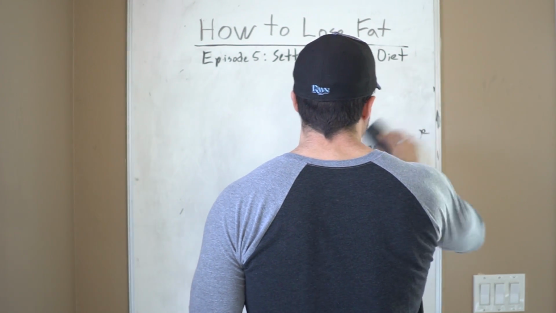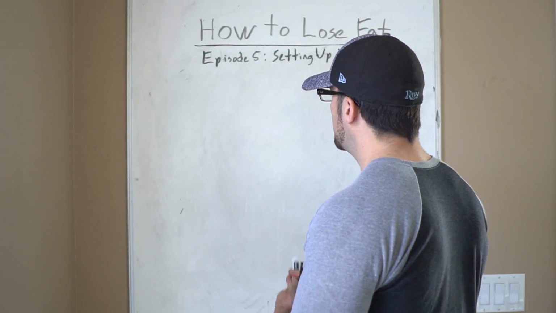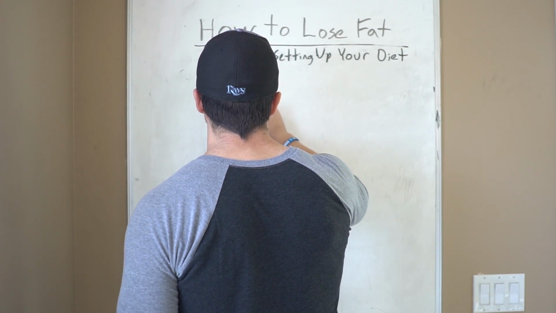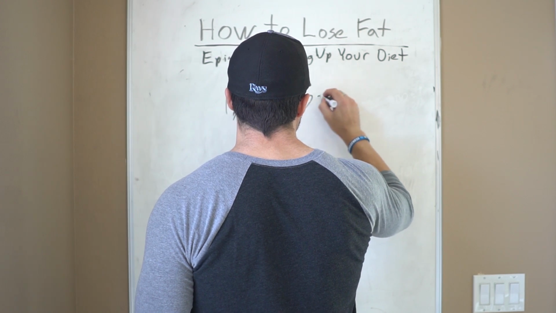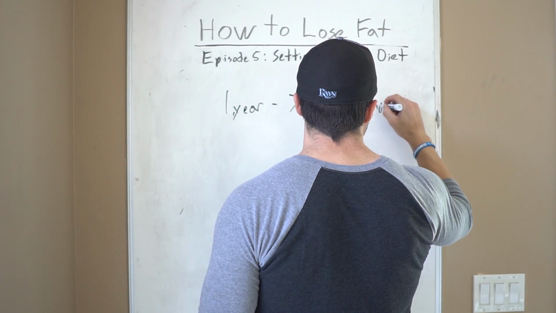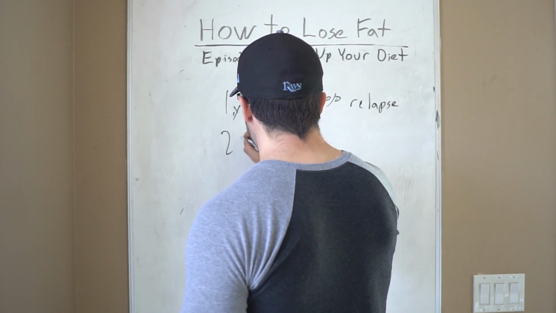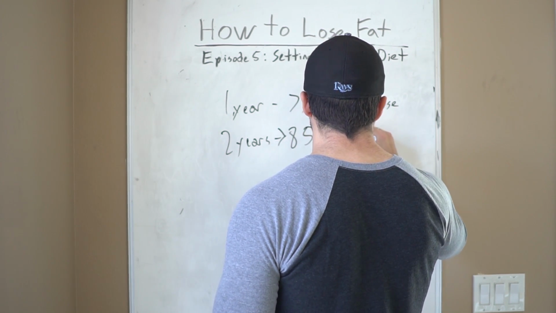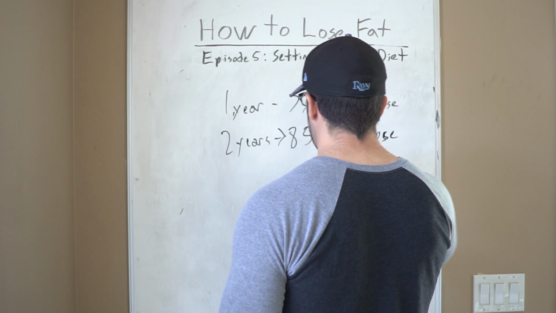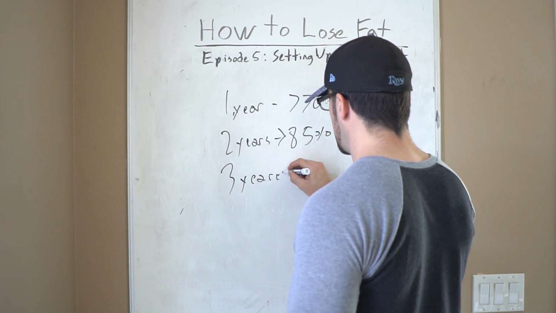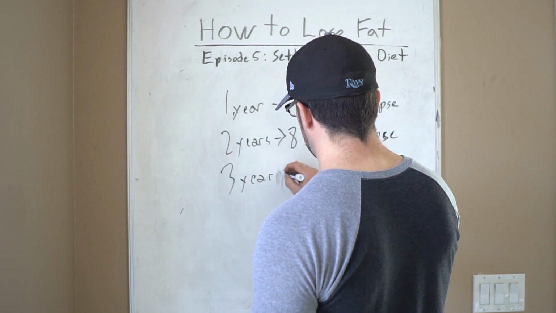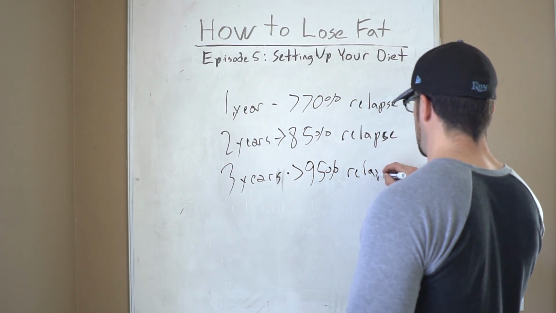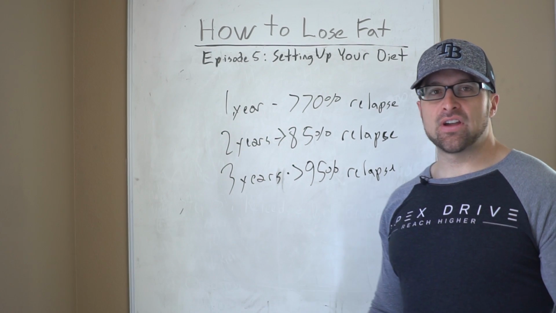I'm going to throw some numbers at you right now that hopefully help you understand why it's important to think about the long term. The rates of diet relapse are, within 1 year of people losing weight, over 70% relapse to their pre-diet weight. Within 2 years, 85% relapse. And within 3 years, what is that? Apparently, that number is over 95% relapse. Diets fail 95% of the time.